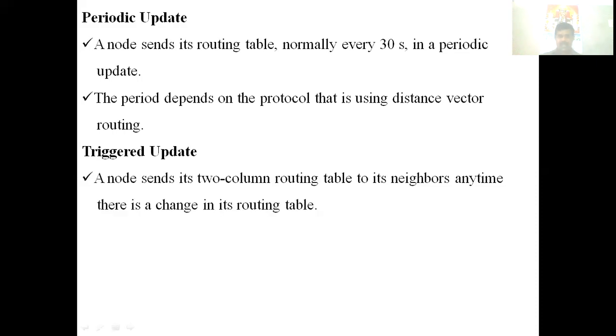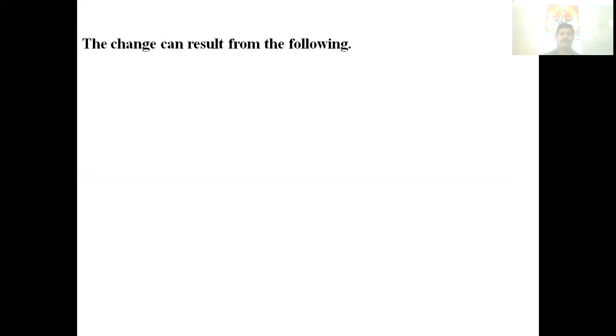Triggered update means a node sends its two-column routing table to its neighbor anytime there is a change in the routing table. If there is any change in the routing table, it will immediately send the routing table change. That is called a triggered update.